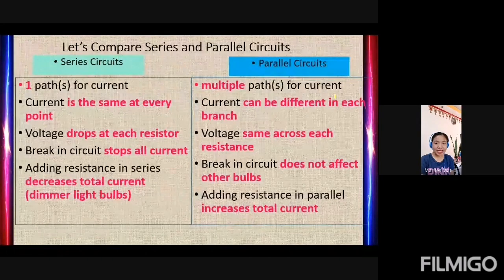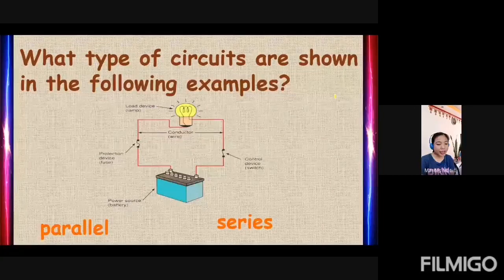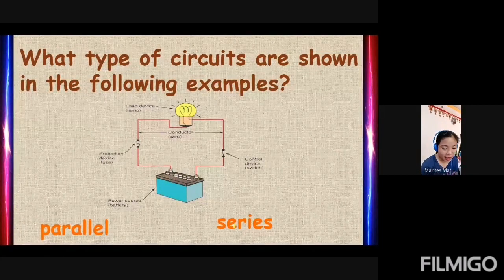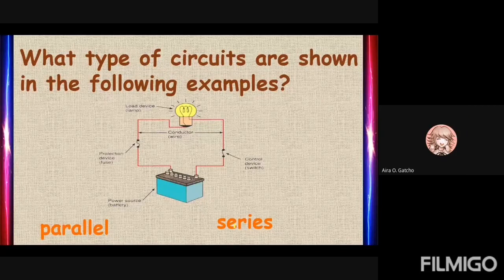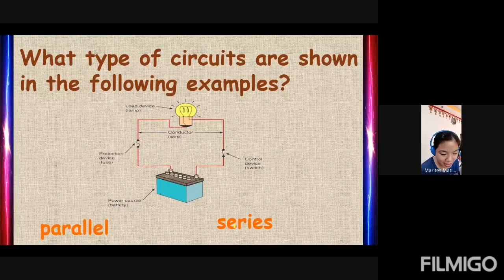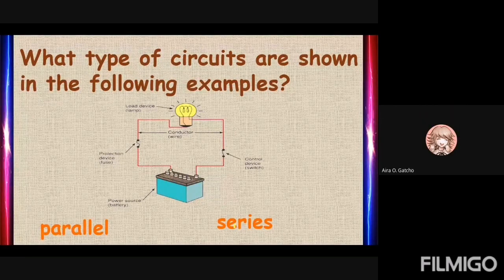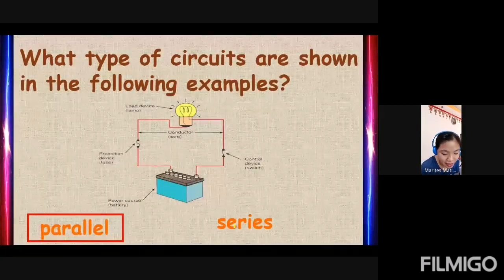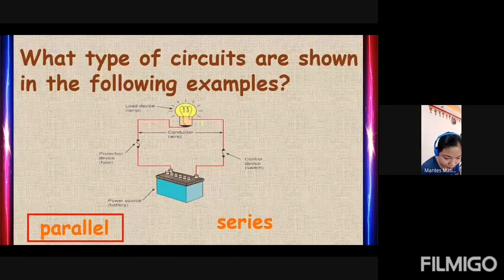So, let's test if you really understand. What type of circuit is shown in the following example? Is it parallel or series? Okay, Ira. Ma'am, series po. Okay, why series, Ira? Ma'am, because they are all connected and there are no other wirings. Okay, let's check. Oh, this seems wrong. You're right, Ira. That must be series, because there is only one path.